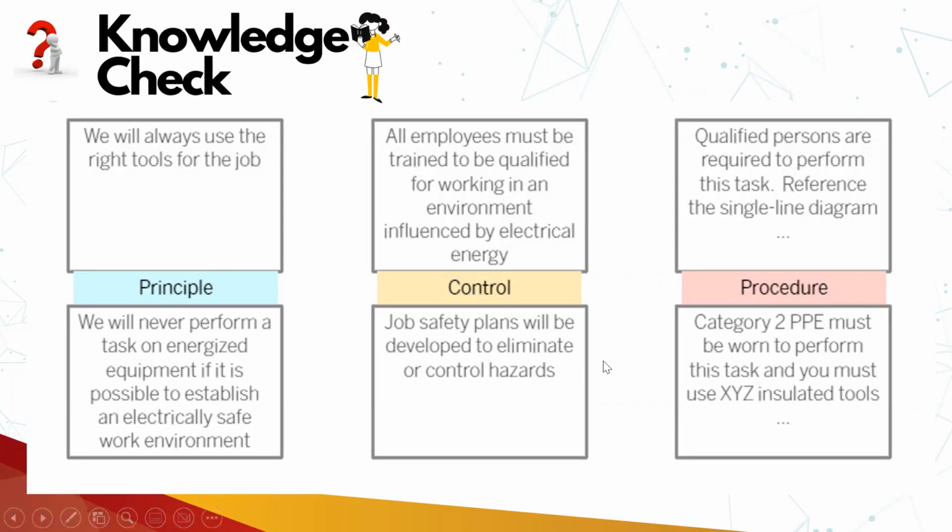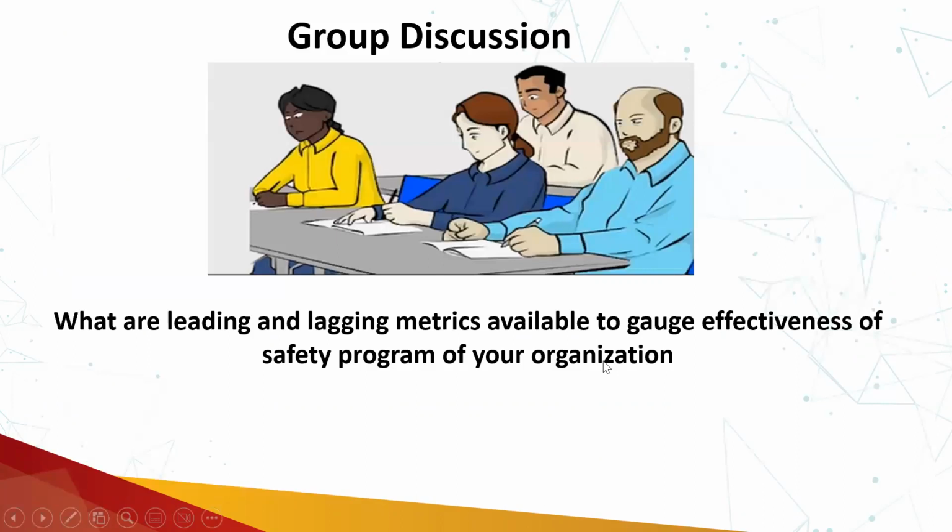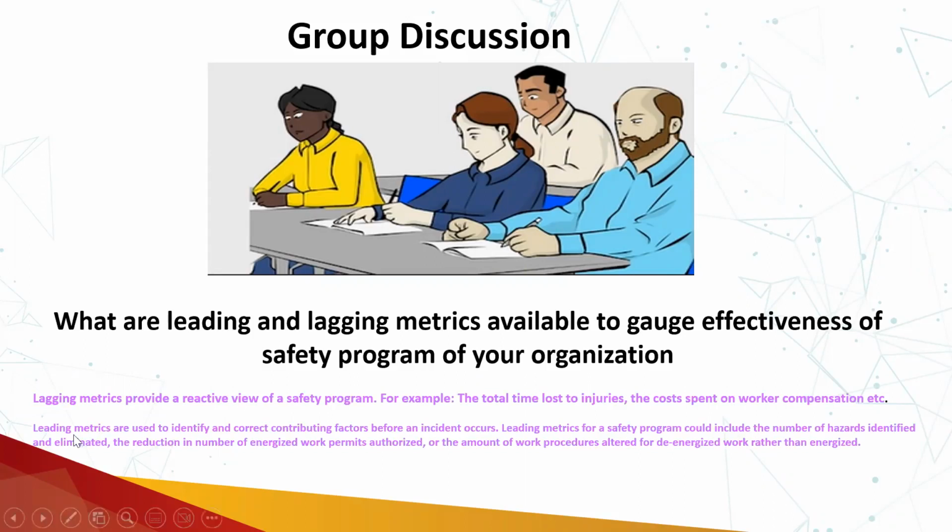Okay, moving to the next one. What are the leading and lagging metrics available to gauge the effectiveness of the safety program of your own organization? If we talk about the lagging metrics, lagging metrics always provide a reactive view of the safety program. It can be measured in terms of lost time injuries, the cost spent on workers' compensation, etc.